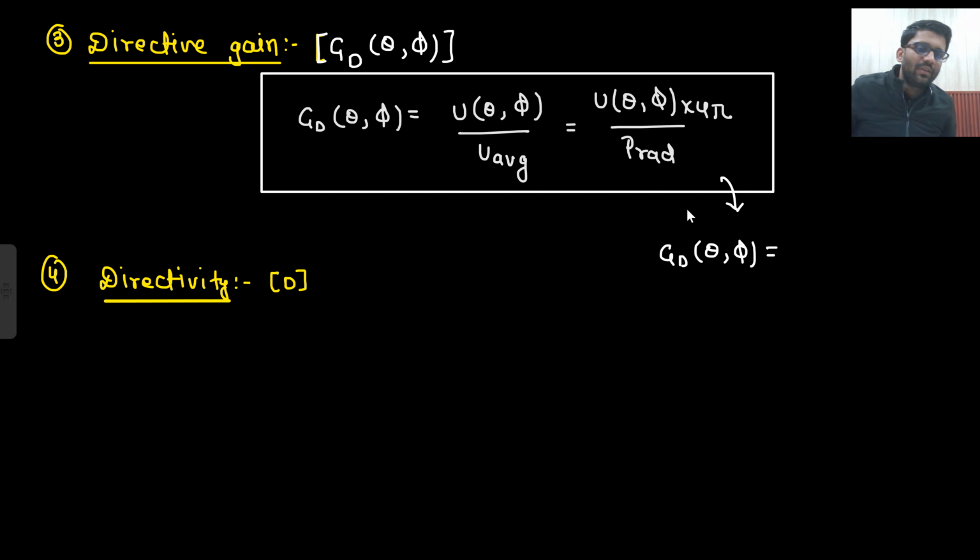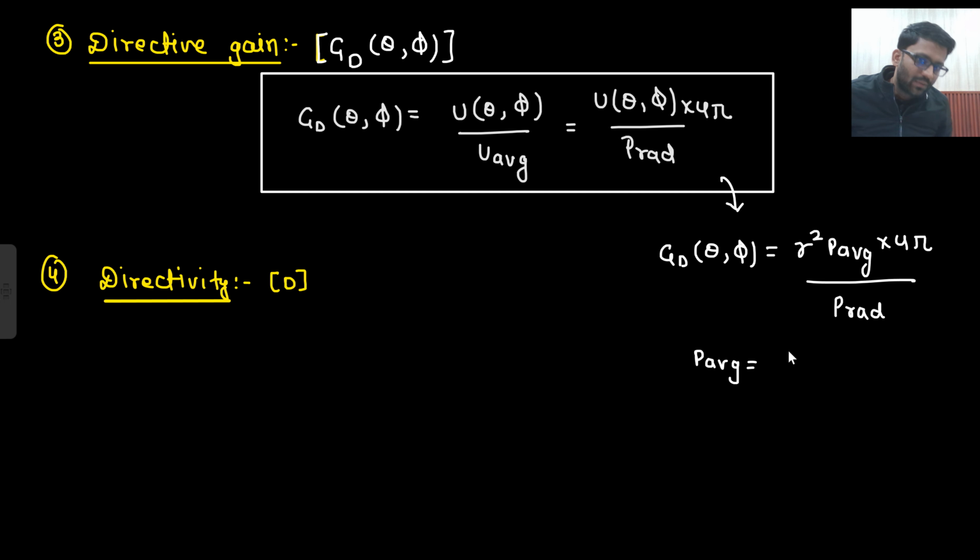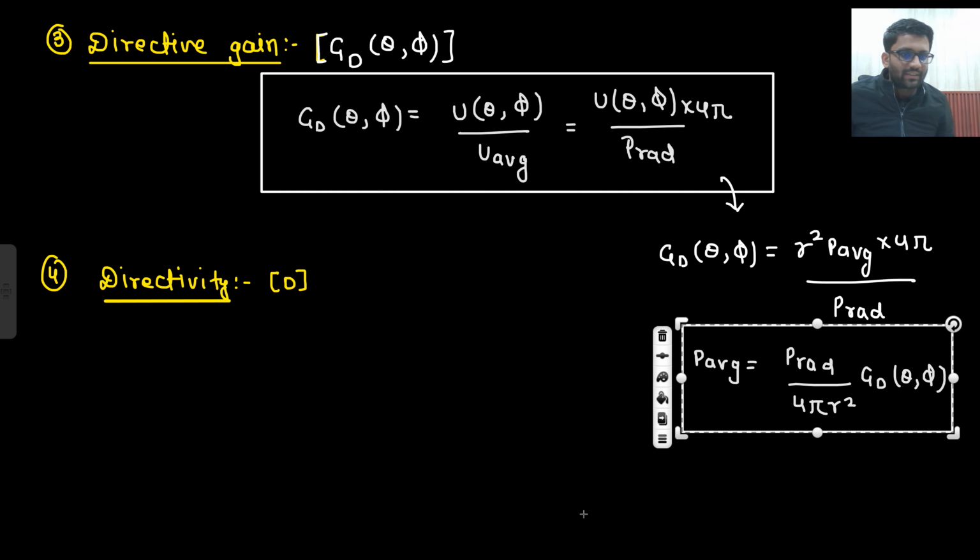So let's solve it more. How can you write U theta comma phi? That is R square into P average into 4 pi divided by P radiated. So from here I can find out P average. That is P radiated upon 4 pi R square into GD theta comma phi.